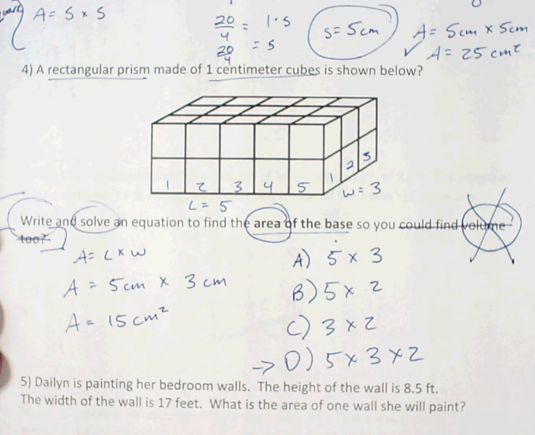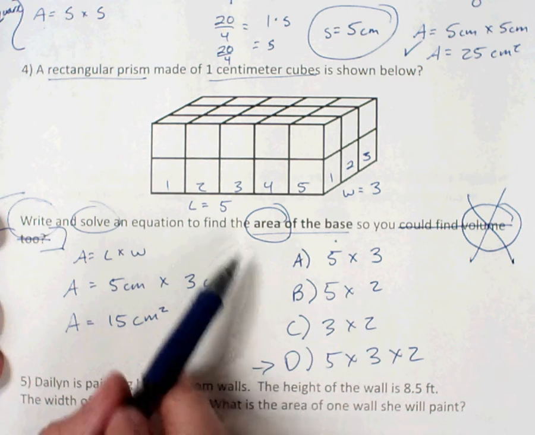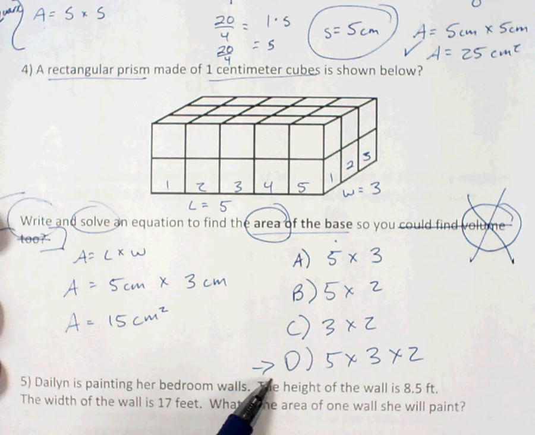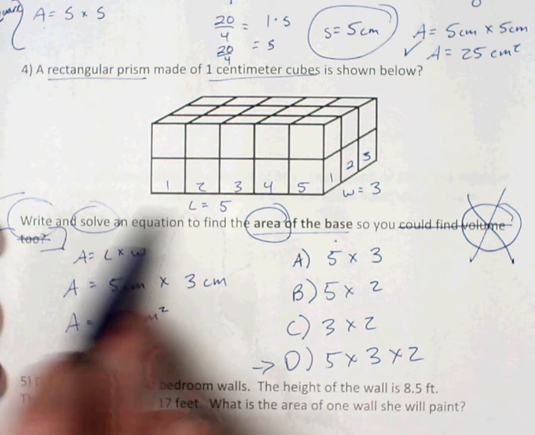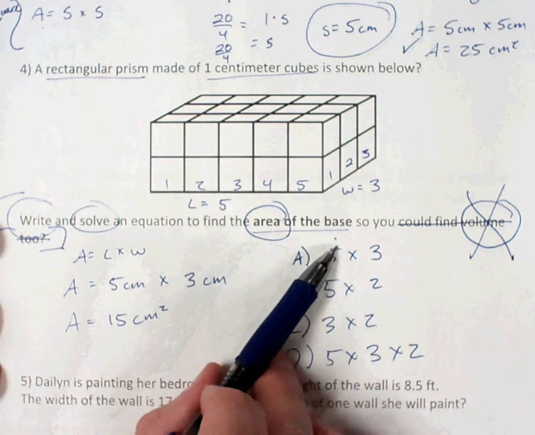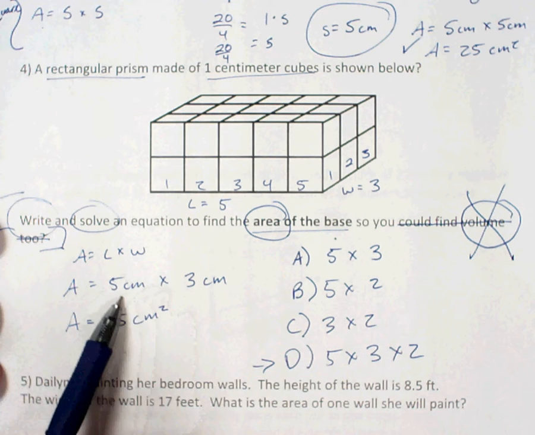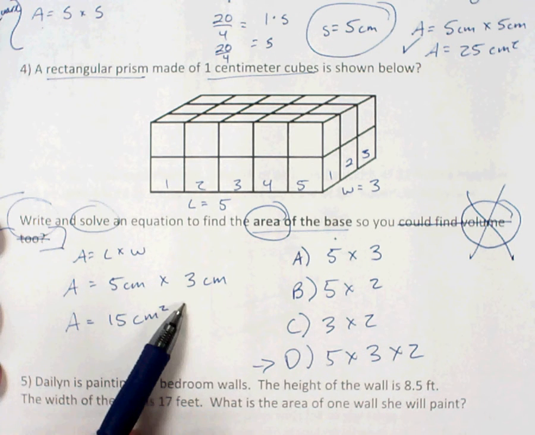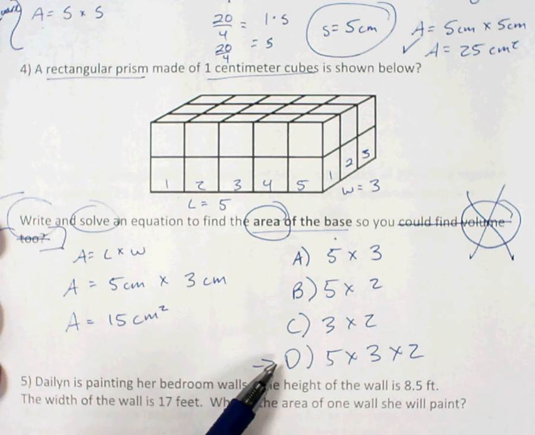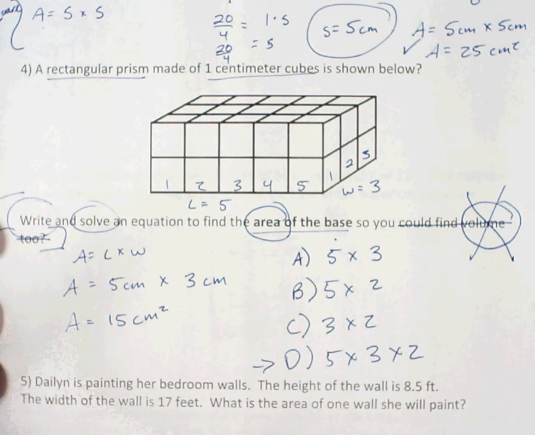So when you're given a problem like this where you've got multiple choice answers, it is always a good idea to write out what the area of the base would be and then compare how you got there to your answer choices, as opposed to just looking at this and circling one.